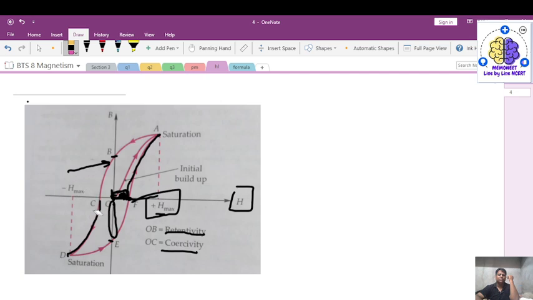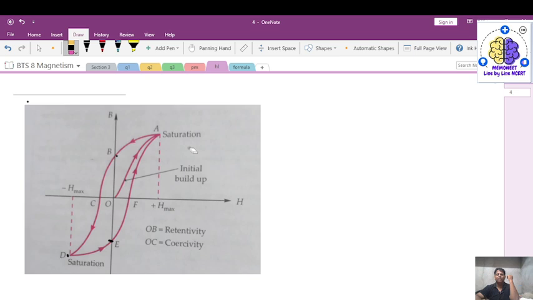This is the point C over here in the hysteresis loop, and that is known as coercivity. Coercivity means the extra work we had to do to completely demagnetize the magnet. Then again, if I increase the intensity in the reverse direction, that is from right to left, the magnet will get magnetized again in the opposite direction.